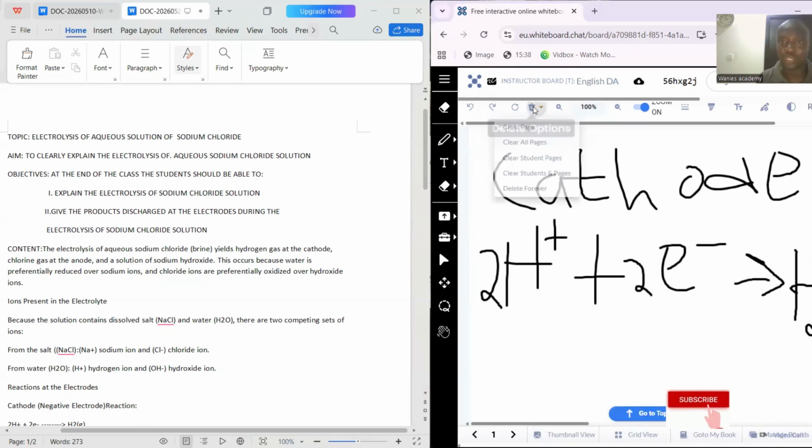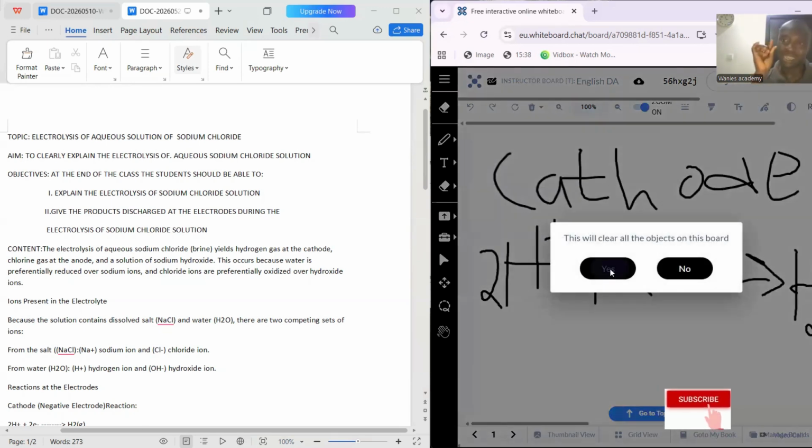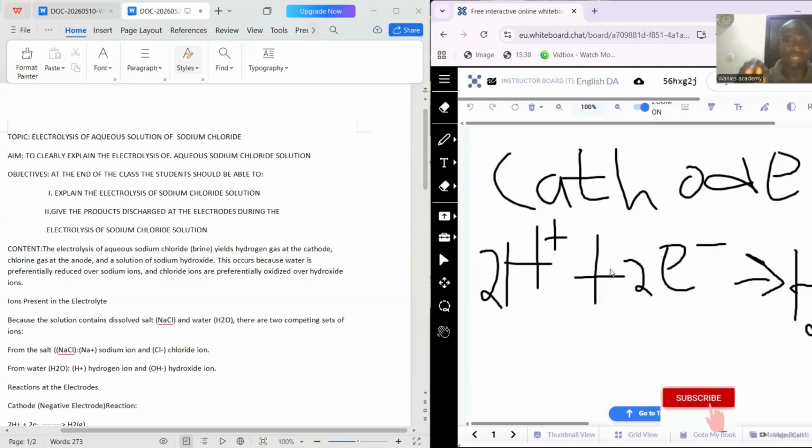Now let's go to the anode. Now recall that the anode is the positive electrode, while the cathode is the negative electrode. So at the anode, if the solution is a concentrated solution of sodium chloride, chlorine gas will be discharged at the anode. So take note of that.